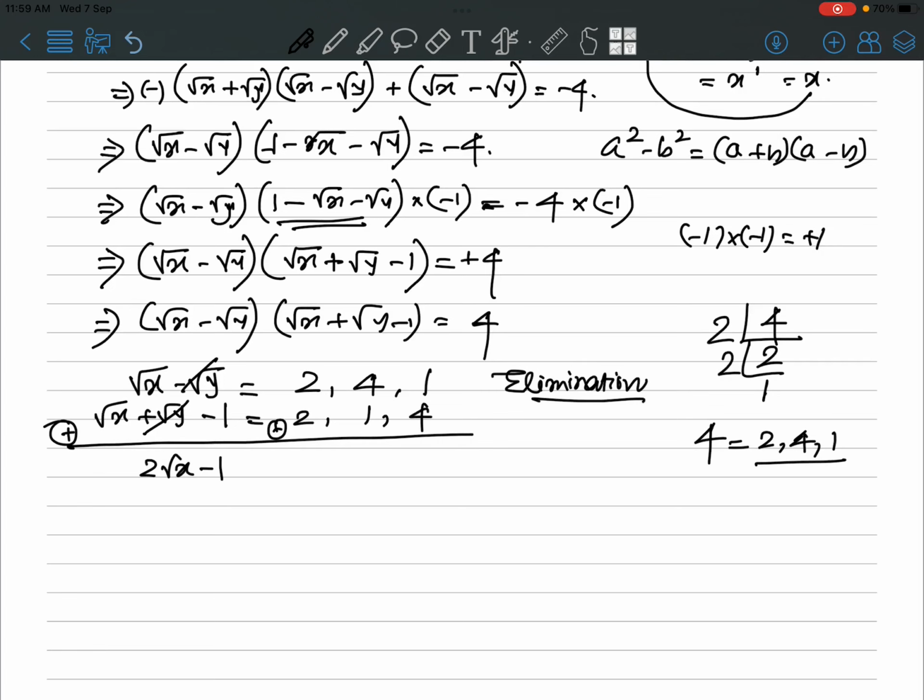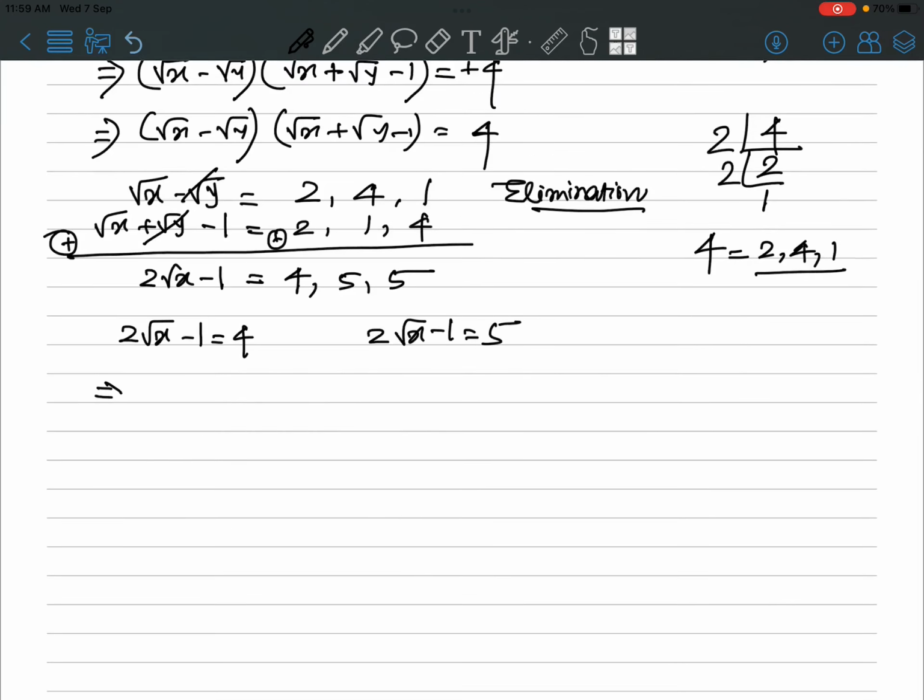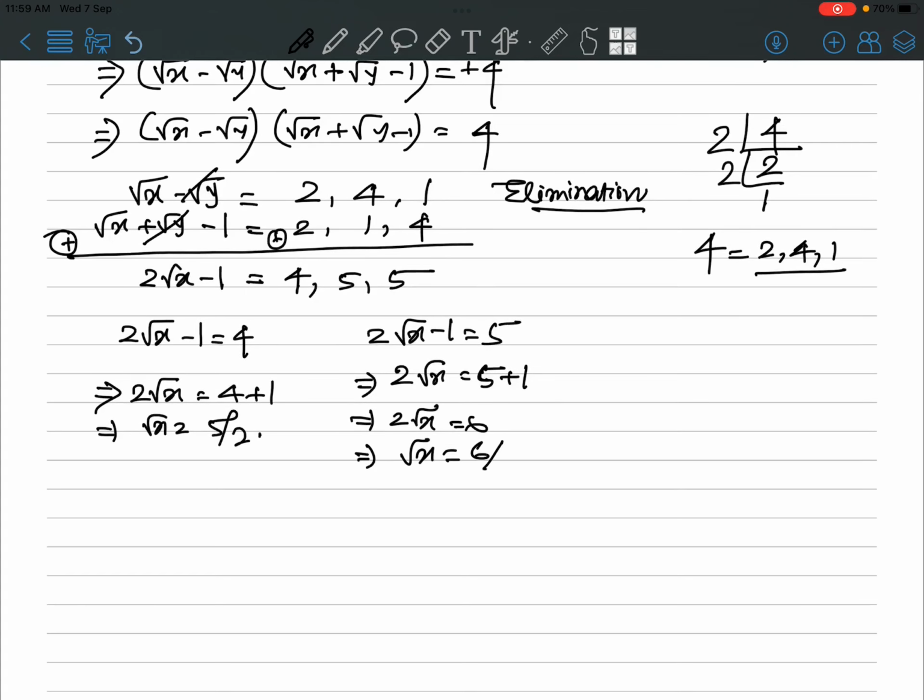Then 2 root over x on the left hand side, and on the right hand side we are going to get 4 plus 5, which is 5. Now we can write 2 root over x minus 1 equals 5. Now what are we going to get? 2 root over x equals 5 plus 1. Now 2 root over x equals 6. Now root over x equals 6 by 2, that means 3 after reduction. Then root over x equals 3.